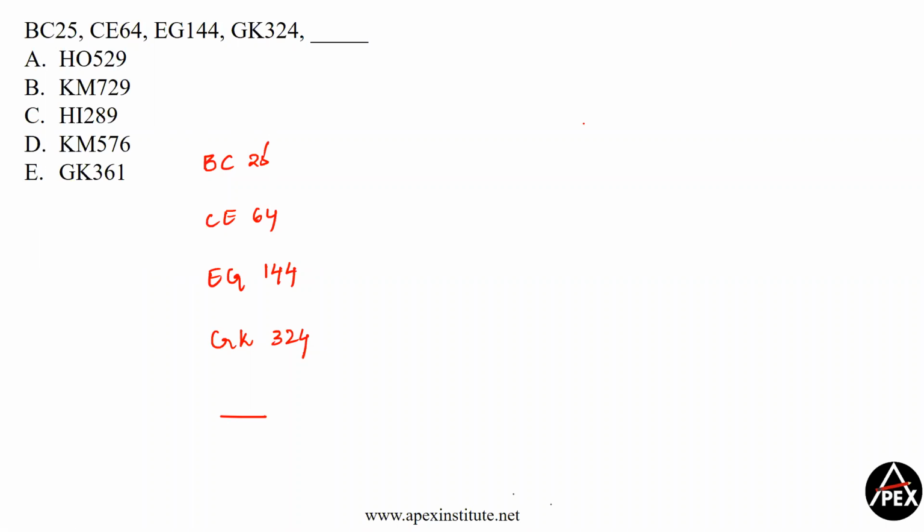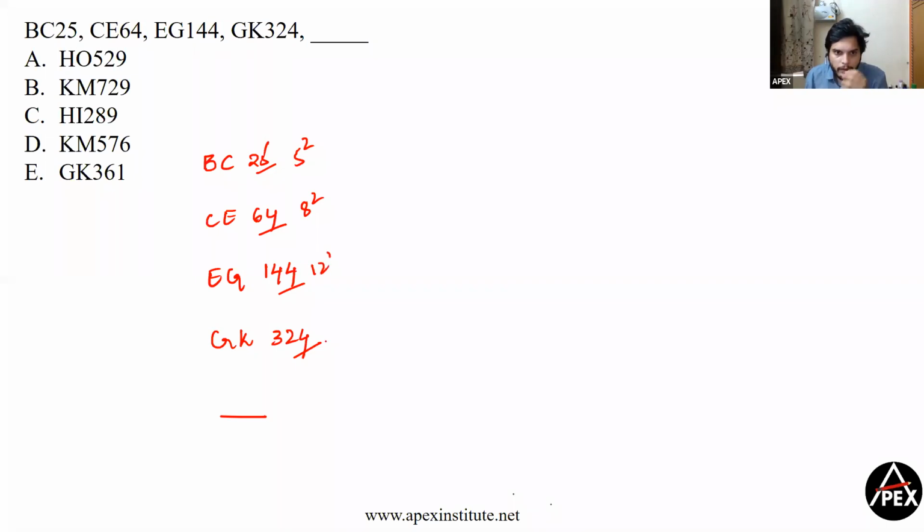See, my first observation will be 25, 64, 144, 324. What are these? These are squares, isn't it? So this is 5 square, this is 8 square, this is 12 square, and this is 18 square.